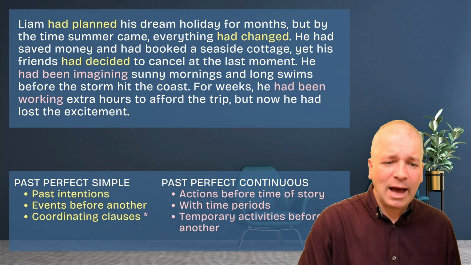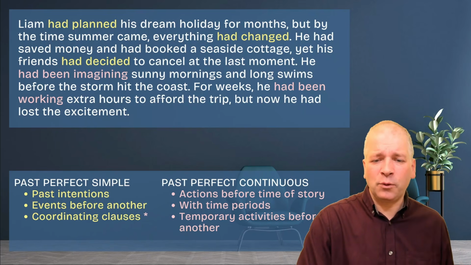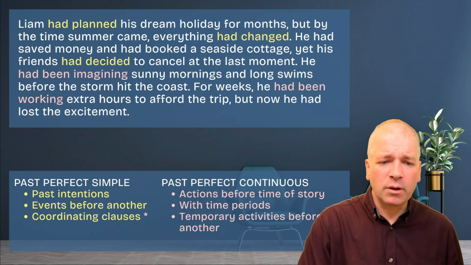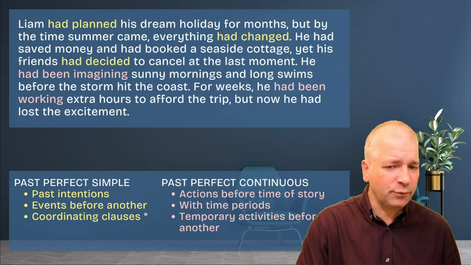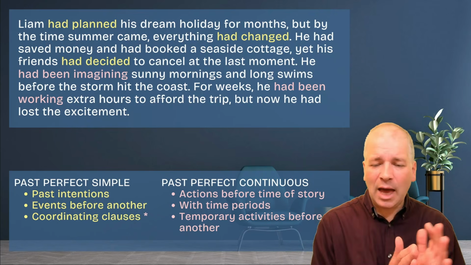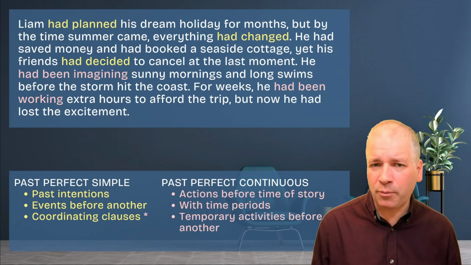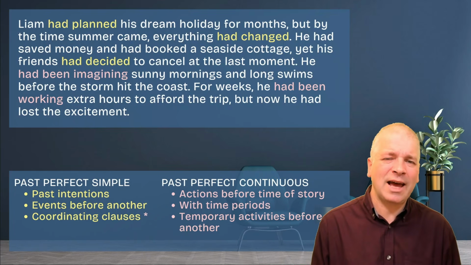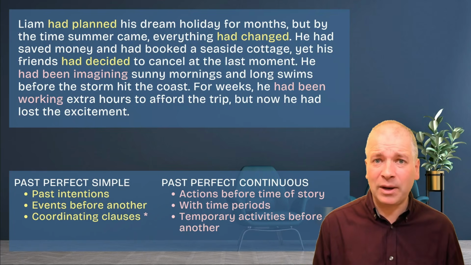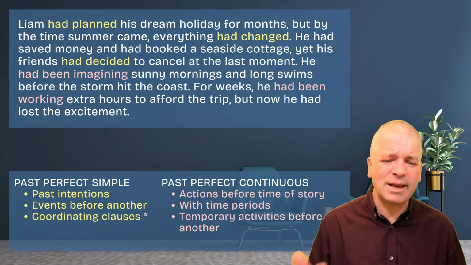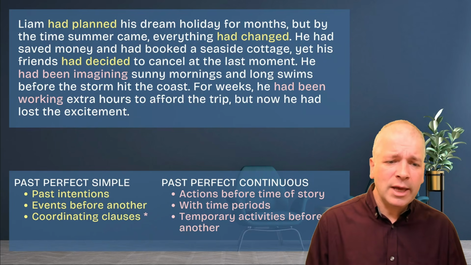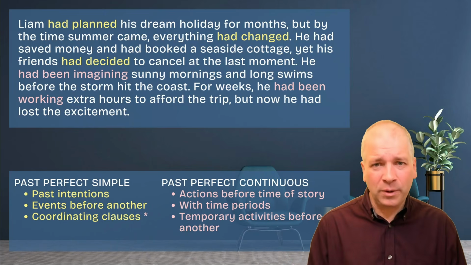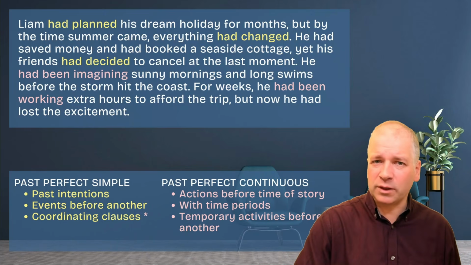For weeks, he had been working extra hours to afford the trip, but now he had lost the excitement. So this is a time period, for weeks. So working happened over a period of time, a bit like with the present perfect. Use the continuous when we are looking at an activity with a stated time period. And also there's a sense that it's temporary. He had been working for a while, but this was just for a short period for the purpose of affording the trip.